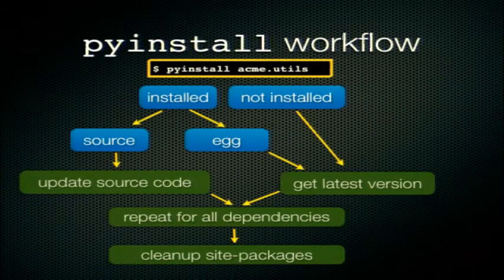Okay, so the workflow of the pyinstall command itself. As expected, if it's not installed, you'll get the latest version, and then it'll repeat the process for all of its dependencies. If it is installed and it's a source code checkout, it'll update your source code for you, and then repeat the process for all of your dependencies. If it's an egg file, it'll throw away the egg, get the latest version, and repeat for all the dependencies. For all of these stages, once it's finished, it'll clean up your site-packages directory.